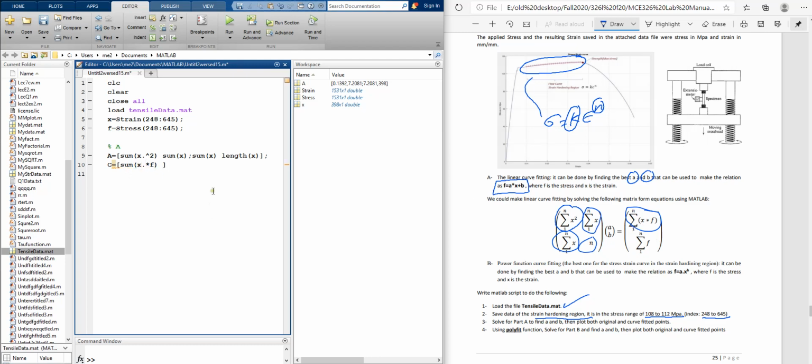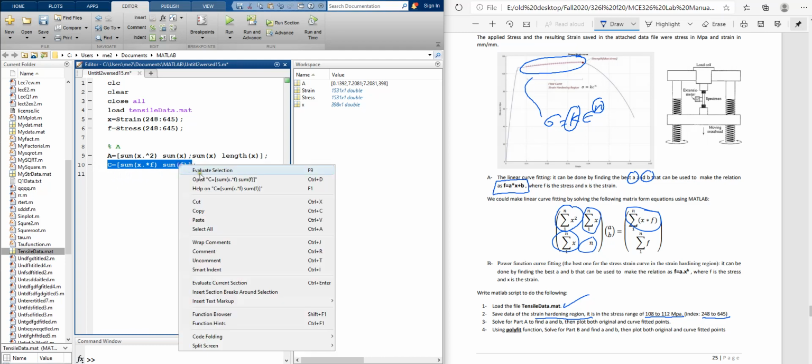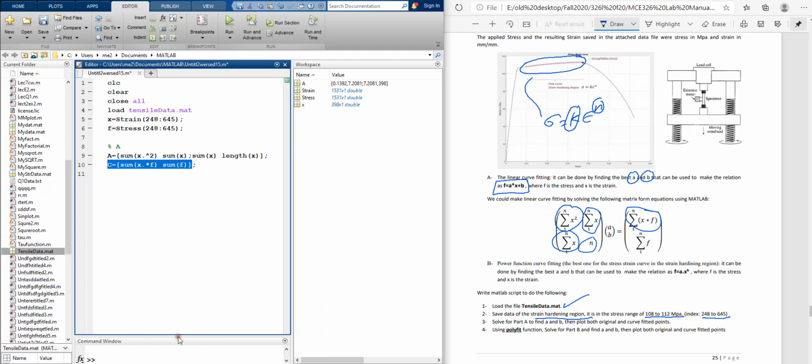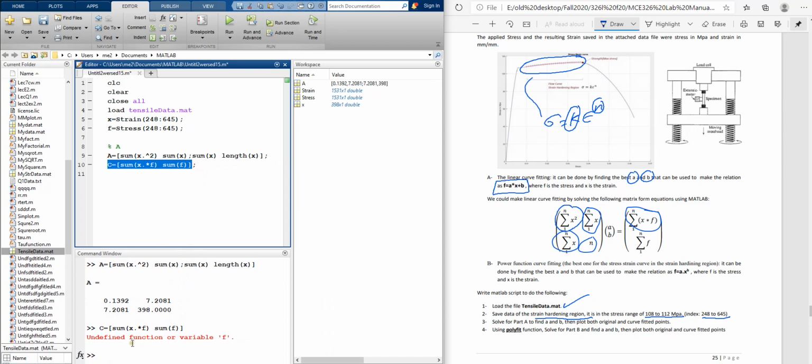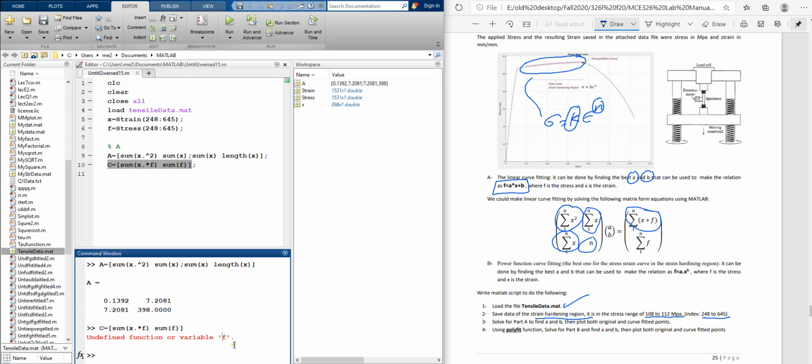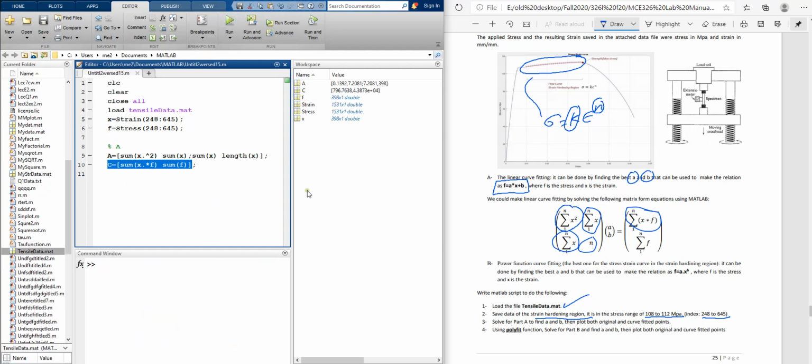Next one, it's sum of f. F, remember, it is the stress. Sum of f, like this. If you want to run the code, let me run the code and show you the result. We have a mistake here. What is this mistake? Undefined f. Why is it undefined? Yes, because I didn't run the program. I run the program. Now we have f and we have c. This is the c, just to show you we have two values in c.